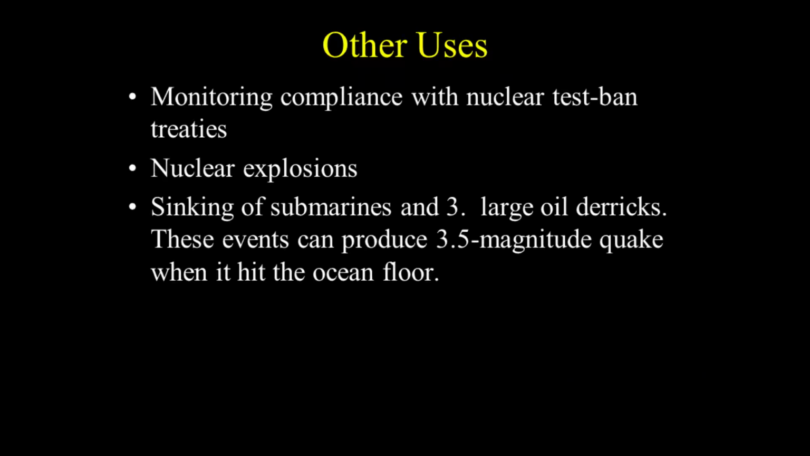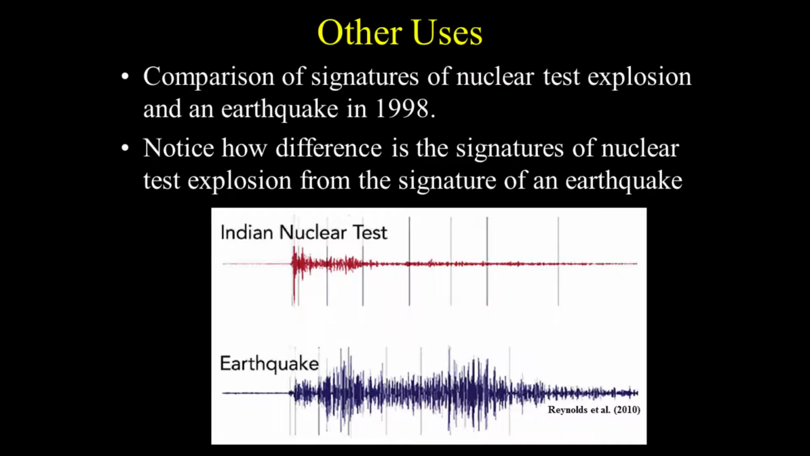Seismic recording stations record every ground shaking, including non-seismic related events, such as nuclear explosions and sinking of submarines or large oil derricks. The sinking of submarines and large oil derricks can produce 3.5 magnitude quakes when they hit the ocean floor. This figure shows a comparison of signatures of nuclear test explosions and an earthquake in 1998. Notice how different the signatures of nuclear test explosions are from the signature of an earthquake.